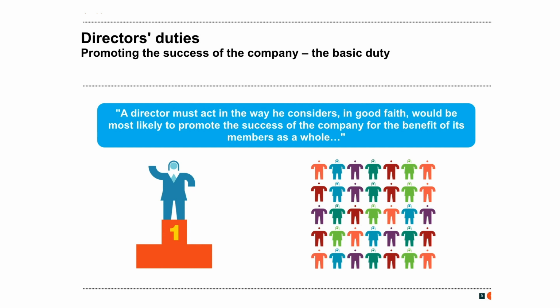The second element of the duty is that directors must act for the benefit of the company's members as a whole. What this means is that a director can't prioritise the interests of a particular shareholder or group of shareholders over another. This is particularly relevant for directors appointed by an investor. Decisions taken by the investor director must be made in the interest of all members.